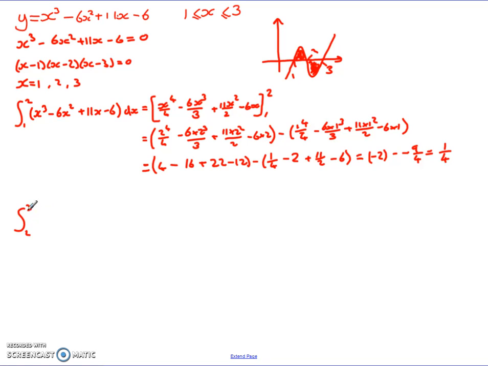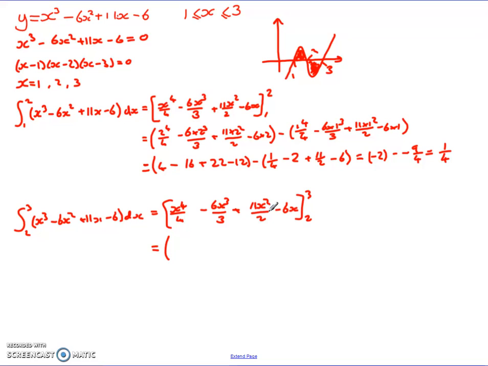So integral from 2 to 3, it's the same function, x cubed minus 6x squared plus 11x minus 6 dx. Integrate it, I get the same answer when I do the integral, so I get x to the 4 over 4, take away 6x cubed over 3, plus 11x squared over 2, take away 6x. This time though, the limits are not 1 to 2, they're 2 to 3. Same idea, substitute the upper, substitute the lower, find the difference.